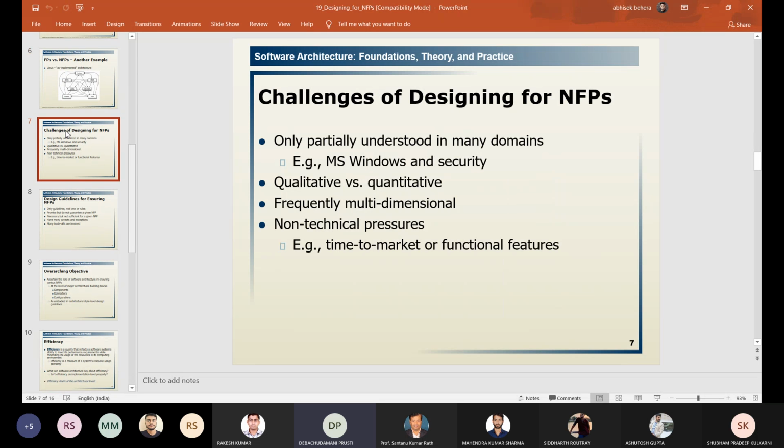Then the challenges of designing for non-functional properties. They are only partially understood in many domains, like Microsoft Windows and security, with qualitative and quantitative measures. Then frequently multidimensional issues and non-technical pressures like time to market or functional features are the challenges that may occur during the design of any non-functional properties.